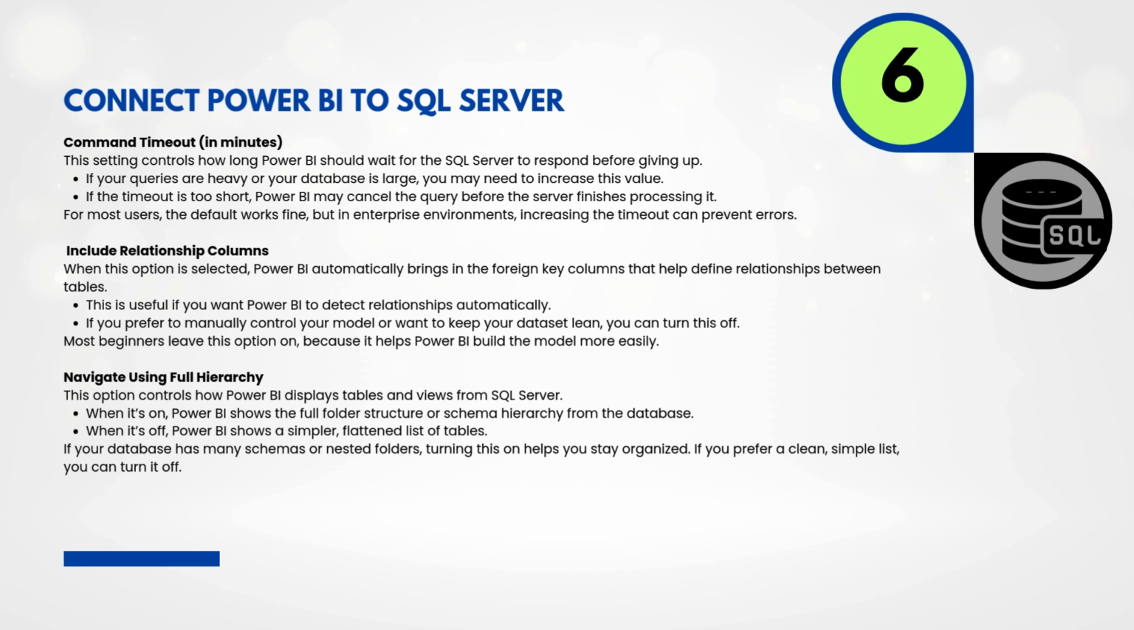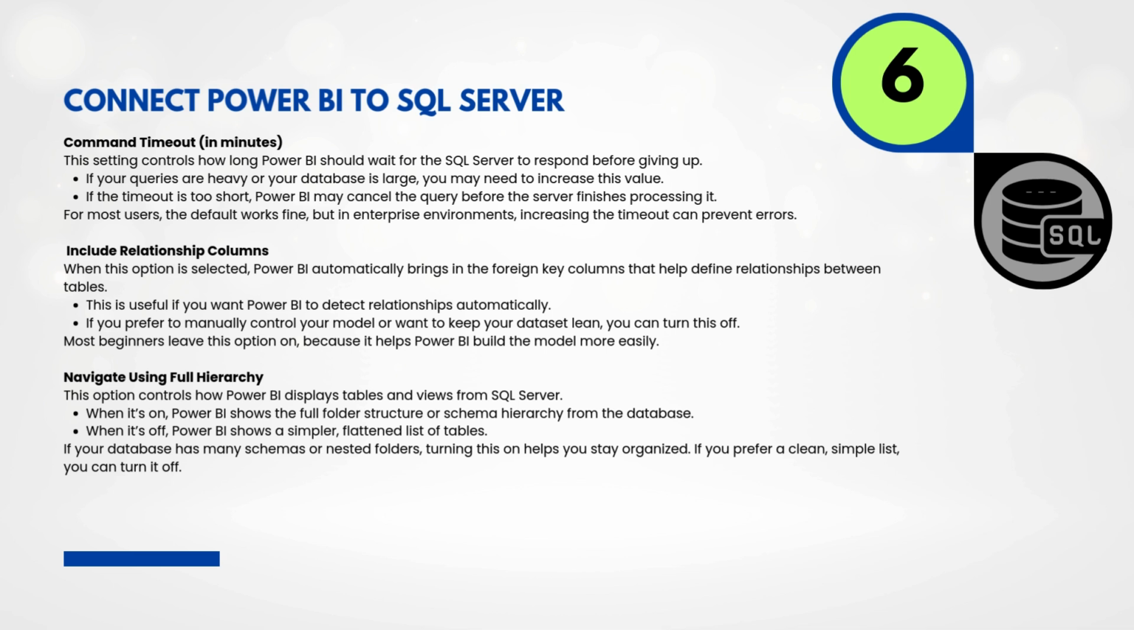Include relationship columns. When this option is selected, Power BI automatically brings in the foreign key columns that help define relationships between tables. This is useful if you want Power BI to detect relationships automatically. If you prefer to manually control your model or want to keep your dataset lean, you can turn this off. Most beginners leave this on because it helps Power BI build the model more easily.